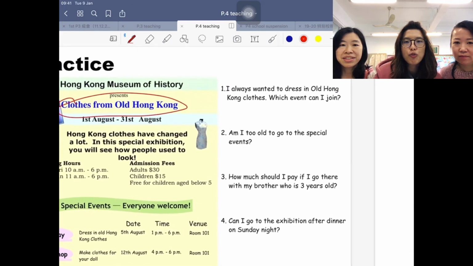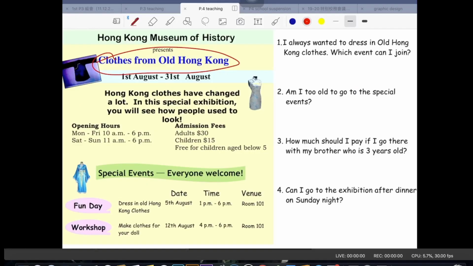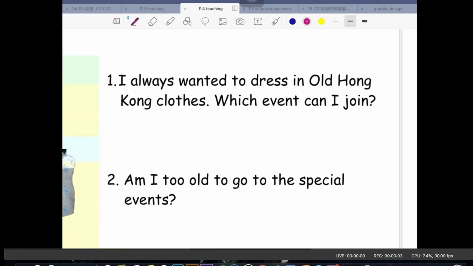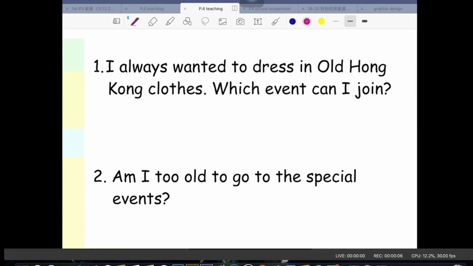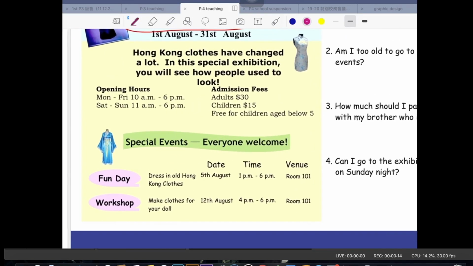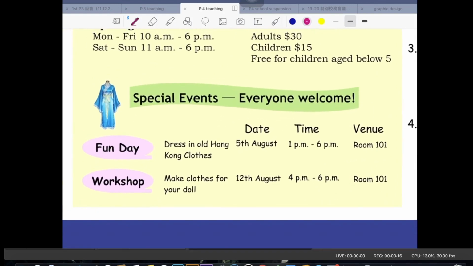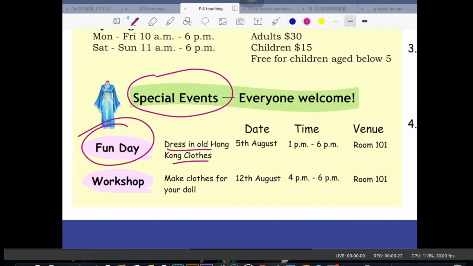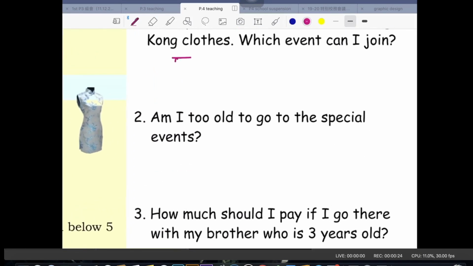Now, I will give you 4 questions to think about. Check the answer. Number 1. I always wanted to dress in old Hong Kong clothes. Which event can I join? So where should I find the answer? The answer is Fun Day. Yeah, you have to find the answer from special events, and if you have to dress in old Hong Kong clothes, so you have to join the event. It's called Fun Day. So the answer is Fun Day.